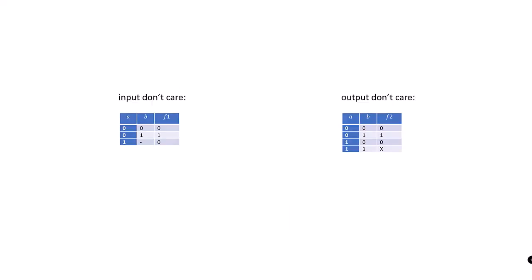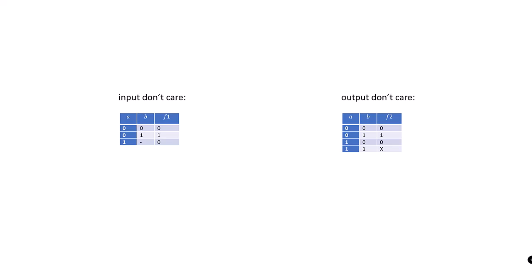We make use of two types of don't cares in Boolean algebra, but they're very different. An input don't care is simply a notational convenience. In this case, we have the same output for the function whether the B input is 0 or 1. We use the dash to denote that either case gives the same result.